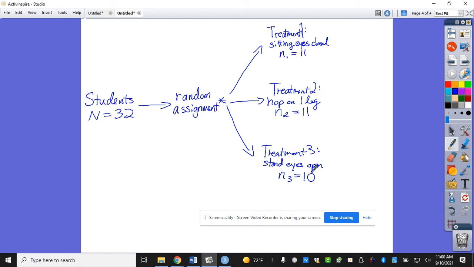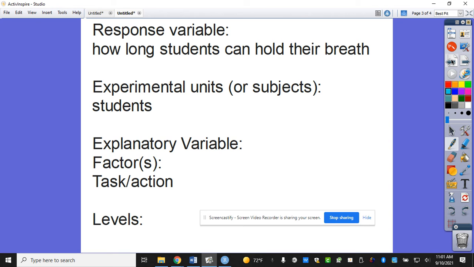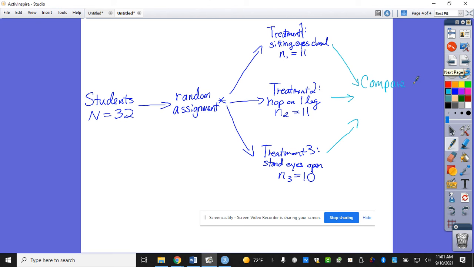So we're comparing. What am I comparing? I'm going to write this color so hopefully it'll show up on that blue. What am I comparing? Of what? My response variable. I'm just going to say between treatments for this one. Between activities.